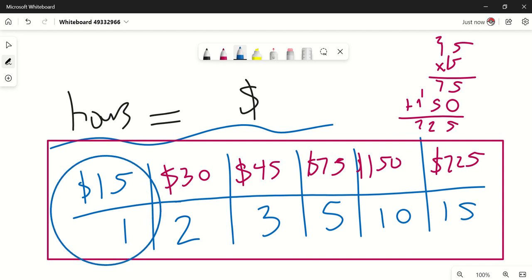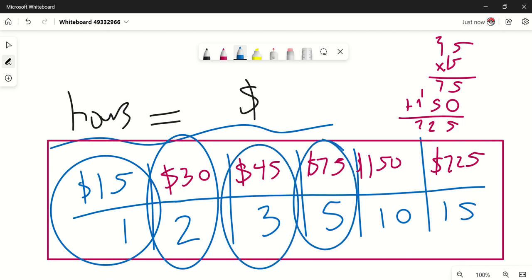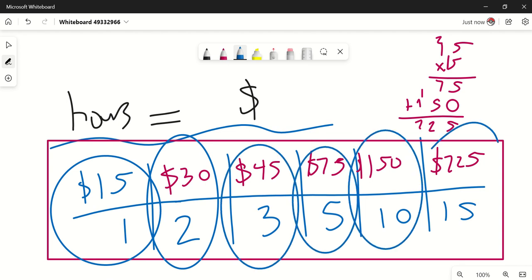1 to 15 is the same thing as 30 to 2, 45 to 3, 75 to 5, 150 to 10, 225 to 15. These are all equivalent ratios. If I were to take 30 to 2 right here, and divide them each by 2, when I divide 2 by 2, I'd get 1. If I divide 30 by 2, I'd get 15.